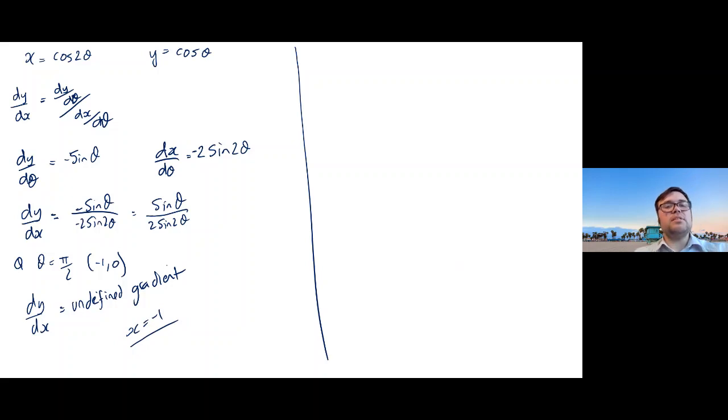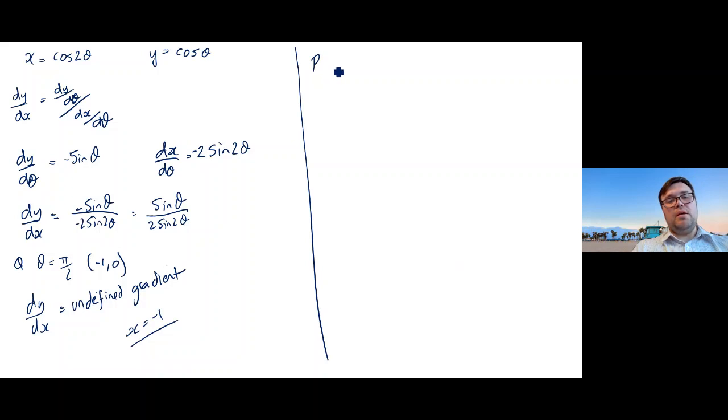Because the tangent exists, it's just that the gradient is going to be undefined, so it's going to be sort of straight up. So as x equal, it's going to be straight up, x equal to minus 1. So that'll be for point Q.